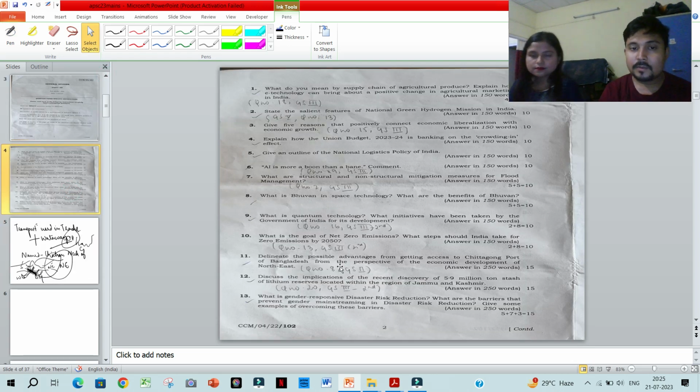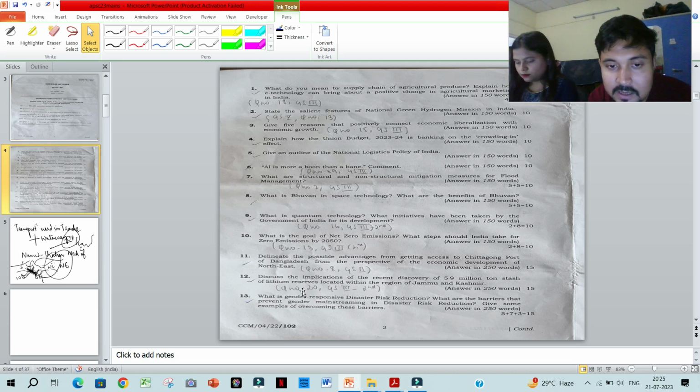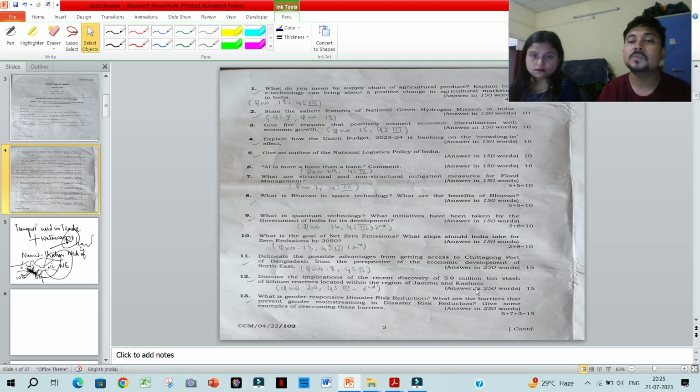Question number 12. Discuss the implications of the recent discovery of 5.9 million ton stash of lithium reserves located within the region of Jammu and Kashmir.